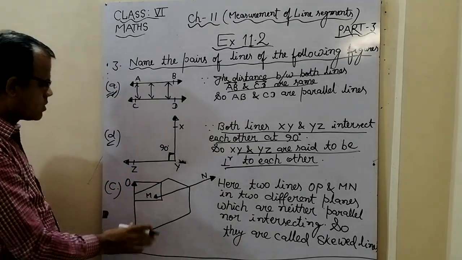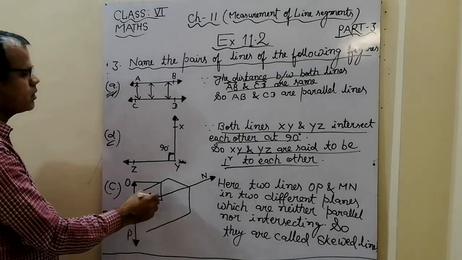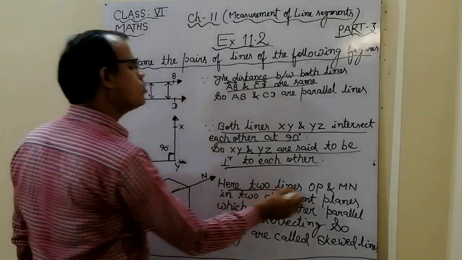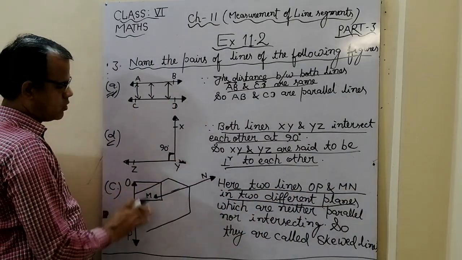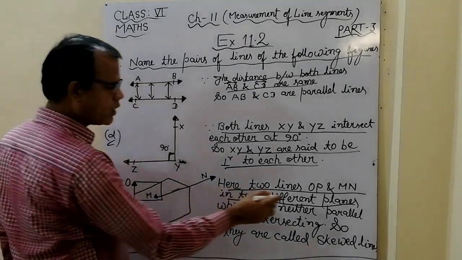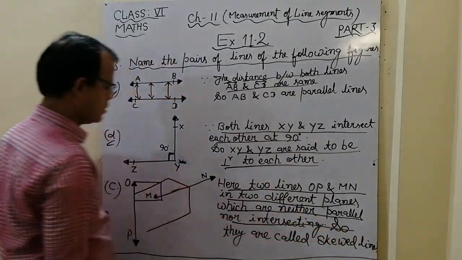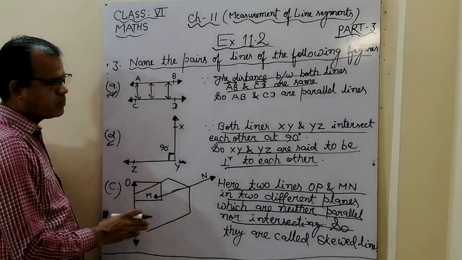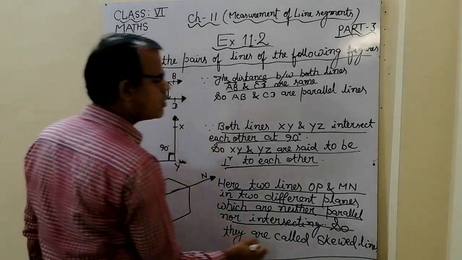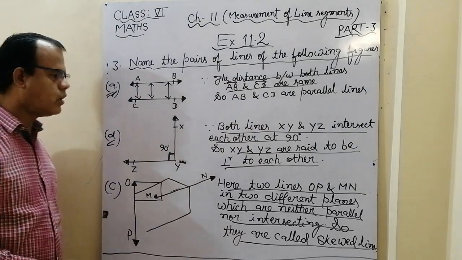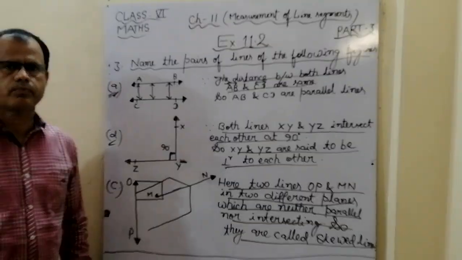Next, here you can see two lines, OP and MN. These two lines are in two different planes, which are neither parallel nor intersecting. Both the lines are neither parallel nor intersecting. So they are called skew lines. Okay. So the remaining part you have to solve as class practice.